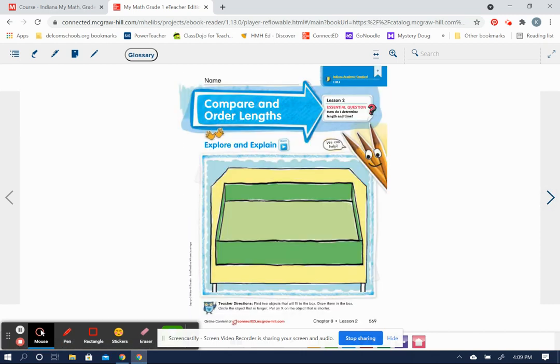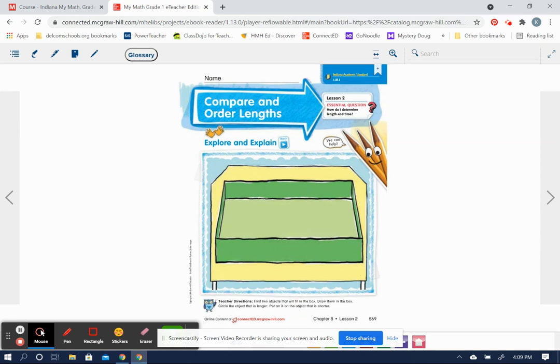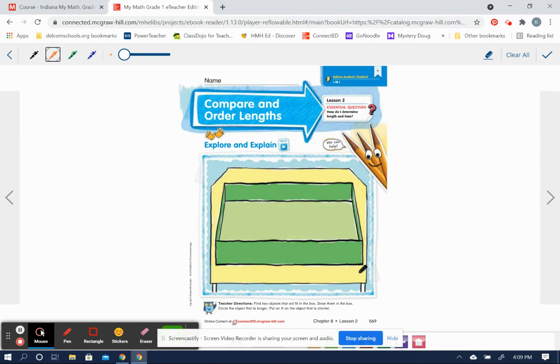Okay, here we go. Lesson 2 is on comparing and ordering the lengths. So ordering them, meaning that we're going to put them in order from longest to shortest or shortest to longest, and or number them according to which is longer or shorter. So here, let me show you what I mean. It says find two objects that will fit in the box. Okay, so we chose to draw, I'm going to get my pen working here. We chose to draw a glue stick.